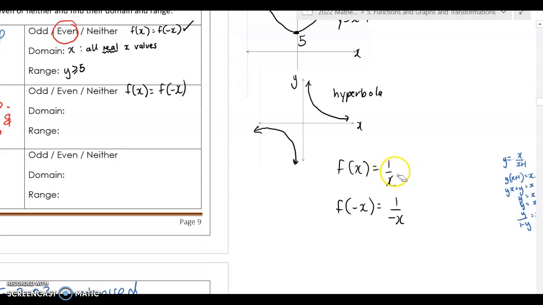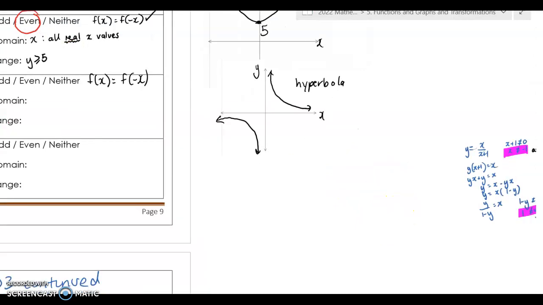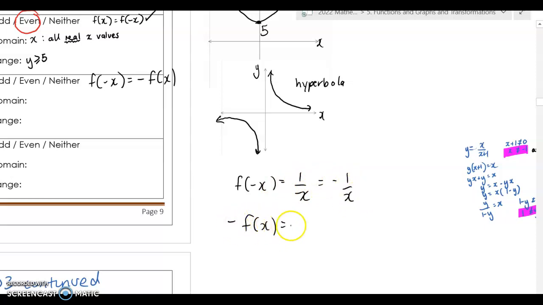Let's test it for an odd function. So I might write that one up there. So an odd function test says that f of minus x will be equal to minus f of x. So we saw f of minus x a minute ago. That was 1 over minus x, which is the same as minus 1 over x. And minus f of x would be equal to minus 1 over x, which is the same. So that would be an odd function.